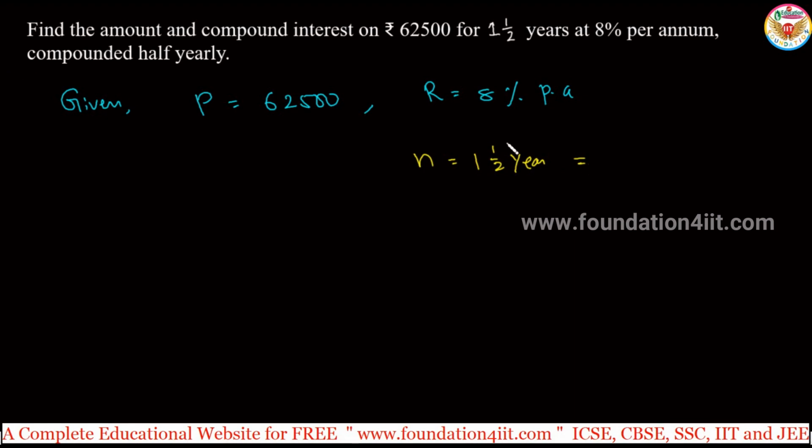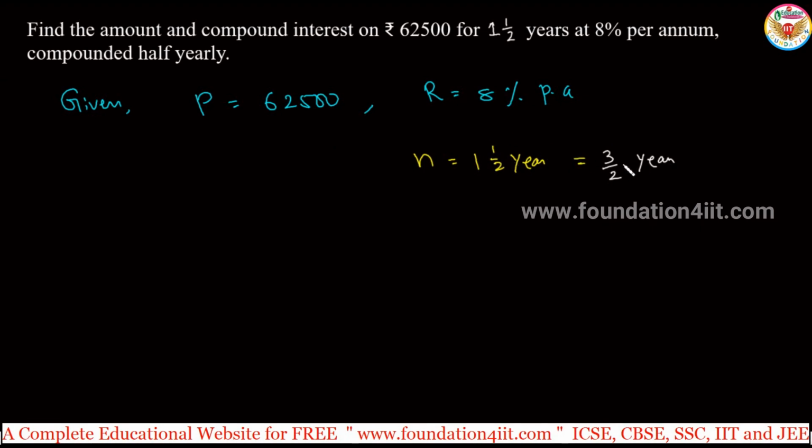1 1/2 years, if you convert the mixed fraction to an improper fraction, 2 ones are 2 plus 1, okay, 3/2 years. N is equal to 3/2. N is in terms of years only. R is the rate of interest per annum.